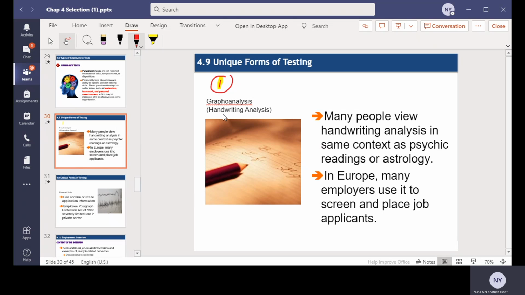Graphoanalysis, or handwriting analysis. Many people view handwriting analysis in the same context as psychic reading or astrology. So for example, during the test, the company or the manager will give you maybe one question, like an essay, or ask you to write about yourself. But they are not going to check the content. They are going to read your handwriting, because they believe handwriting also represents personality.